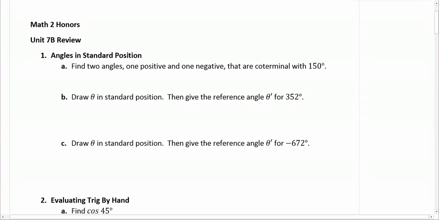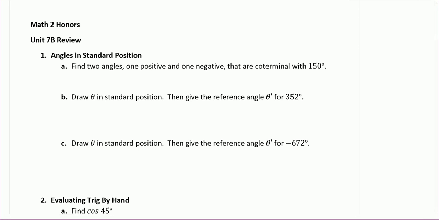This is the Math 2 Honors Unit 7B review, and we're going to start with number 1 here, talking about angles and standard position. Part A says find two angles, one positive and one negative, that are coterminal with 150 degrees.